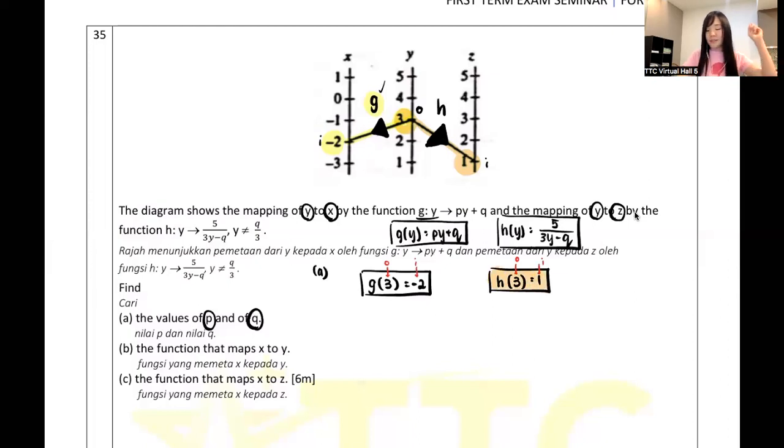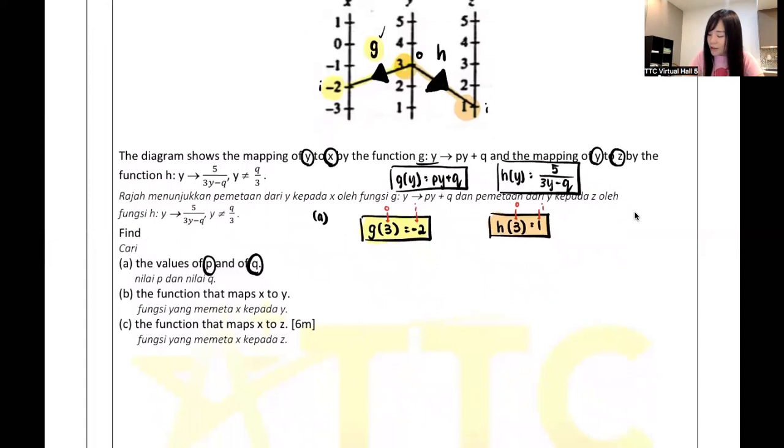So you must understand that you must be able to write this out yourself. Not every question, like the question we did at the start, provides you everything. So if they don't provide you, you must be able to write this out also. Okay?